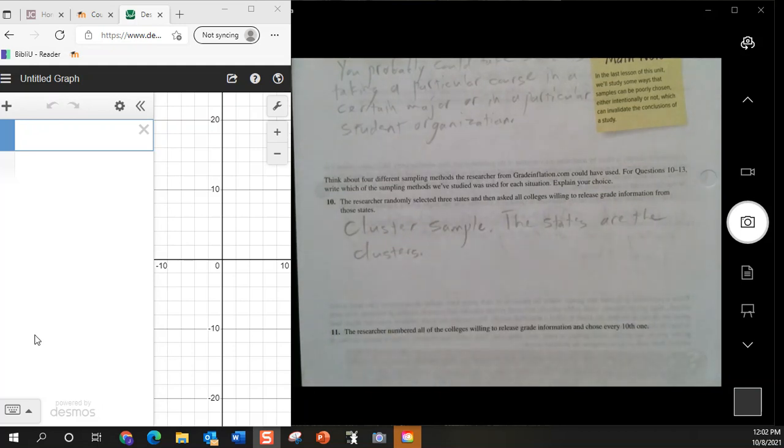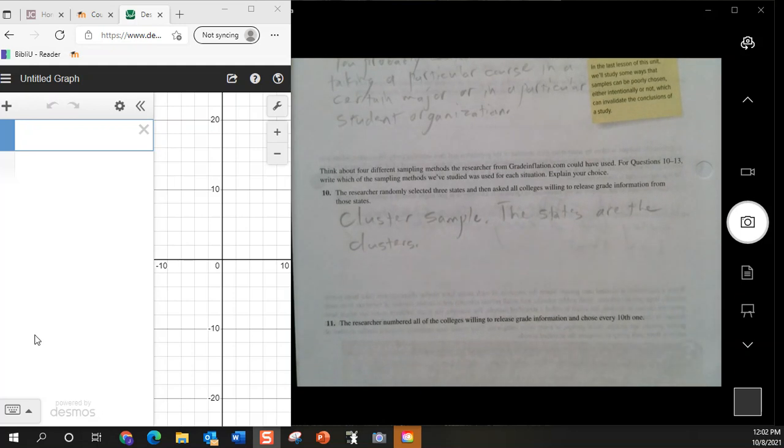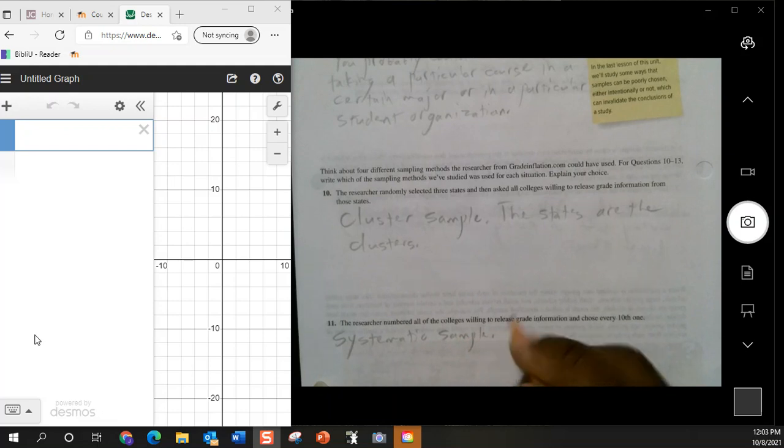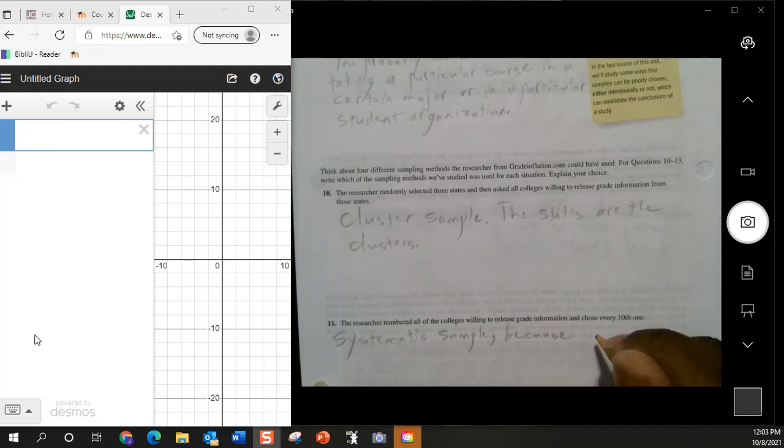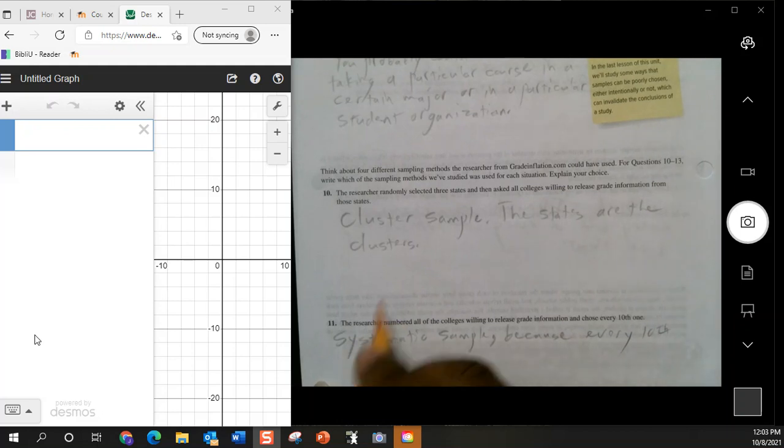All right, number 11. The researcher numbered all of the colleges willing to release grade information and chose every 10th one. That is a systematic sample because every 10th school was chosen.